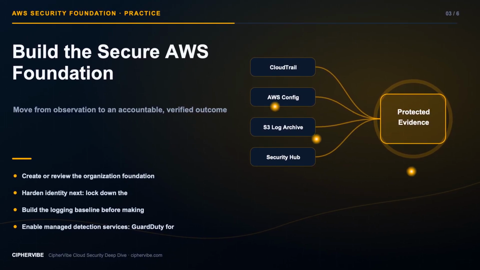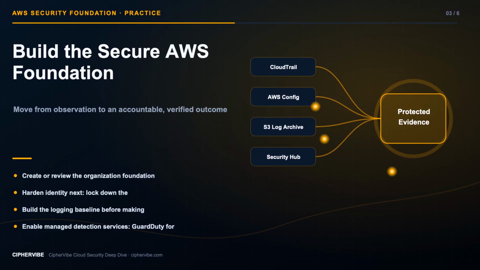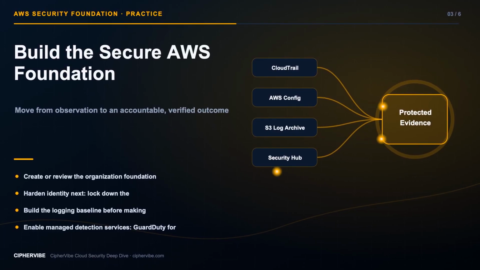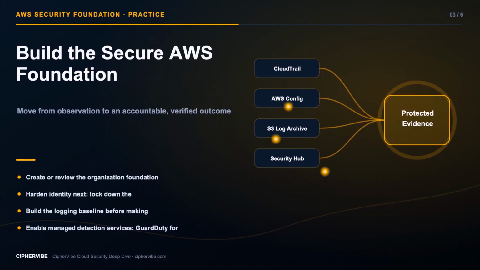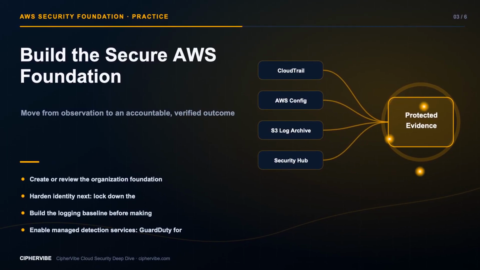Fifth, reduce exposure in workloads. Block public S3 access unless explicitly required. Require encryption in transit and at rest. Patch instances and container images. Protect secrets. Restrict ingress. And put WAF controls in front of public applications.